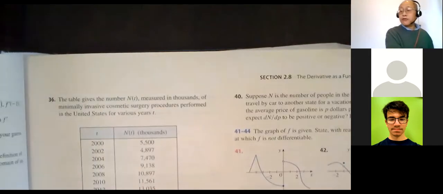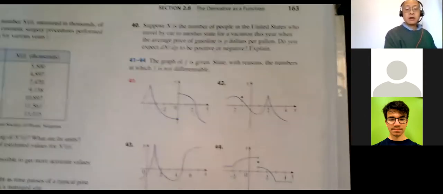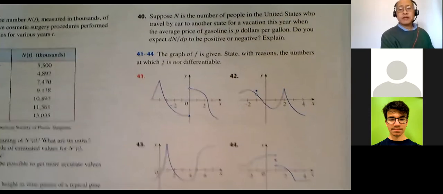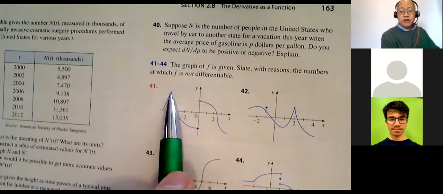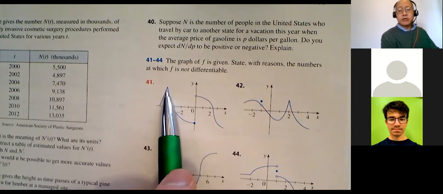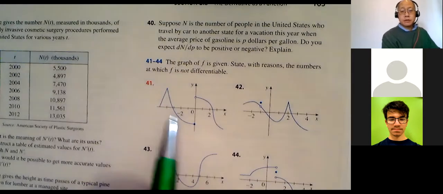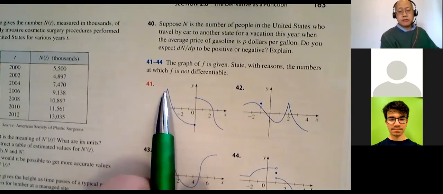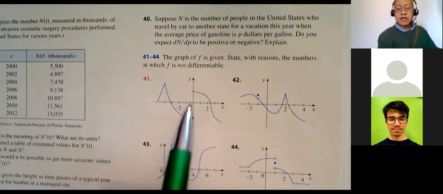All right, so let's knock off 41 to 44 quickly. So where is the function not differentiable? Now, please notice differentiable is different than continuous. So for instance, right here, the function's still continuous. I can draw it without lifting up my pencil from the paper, but it's not differentiable. I don't have one tangent line. This does not look like a feasible roller coaster ride to me, right? To go like that. So where's the function not differentiable?